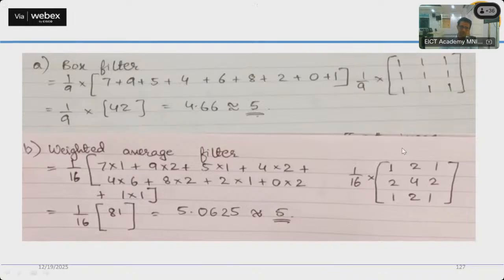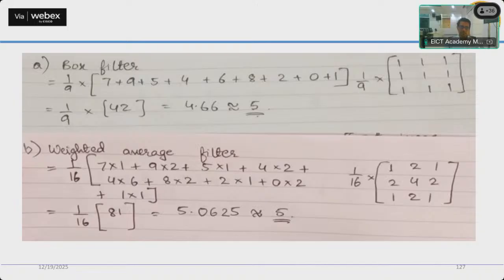The same thing we have done here. 1 to 1, 2, 4 to 1. So we have done exactly that. And when you round off, it will be equal to 5. But what is important to see is that even when you are using the box filter and when you are using the weighted average filter, you are getting the same value here.